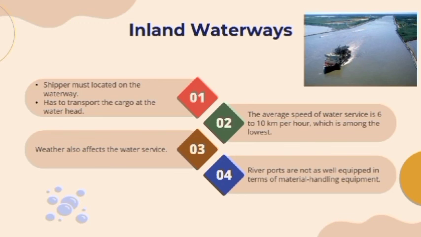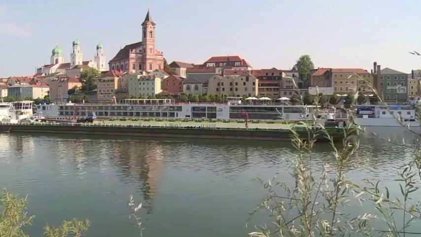Inland waterways. The shipper must be located on the waterway or has to transport the cargo to the waterhead by other means of transport. The average speed of water service is 6 to 10 km per hour, which is among the lowest. This speed is further reduced if the ship travels against the direction of water flow. And weather also affects the water service. For example, during monsoon season, when the rivers are flooded, it is not safe. River ports are also not as well equipped in terms of material handling equipment and other infrastructure as seaports.